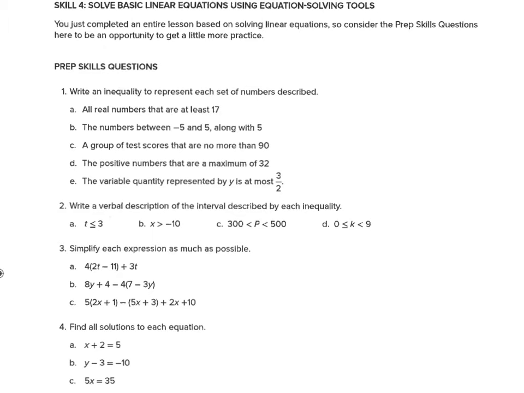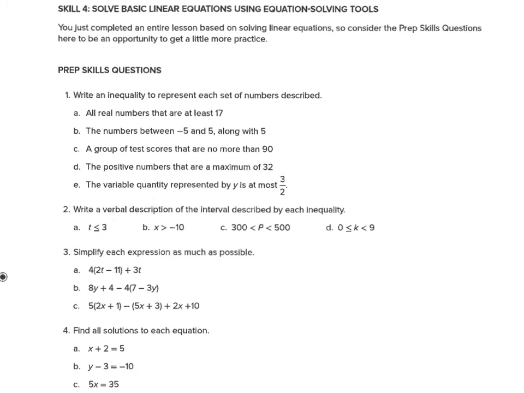Prep for 3.4. Number 1, write an inequality to represent each set of numbers described. 1a, all real numbers that are at least 17. So we'll let x represent all real numbers in all of these. So at least 17 means that it can be 17, but it needs to be more than that. 17 is the least it can be.